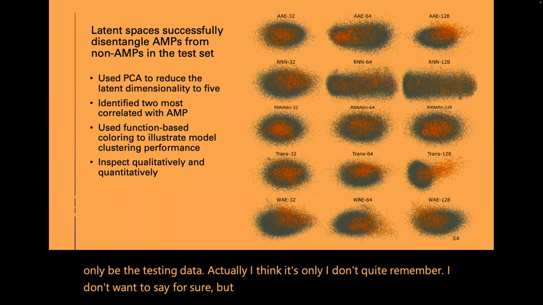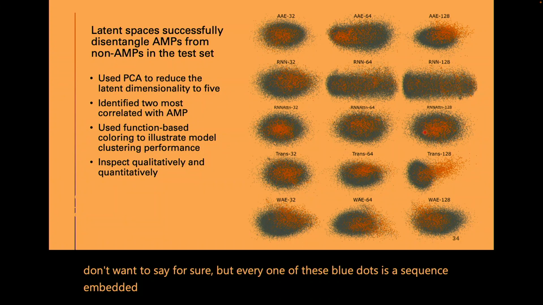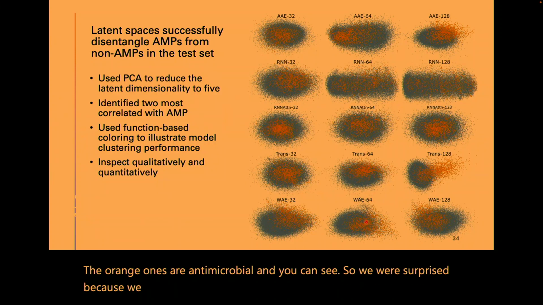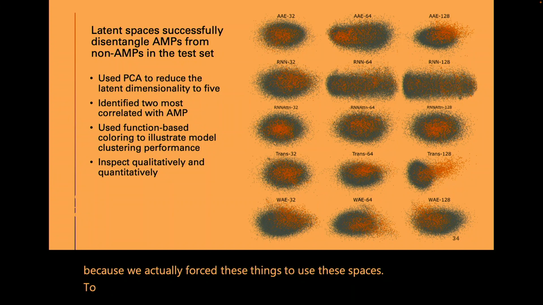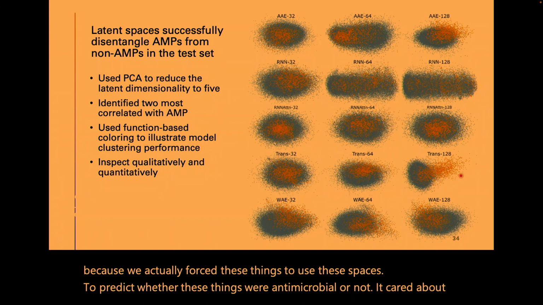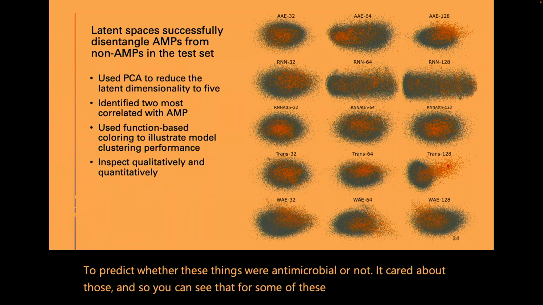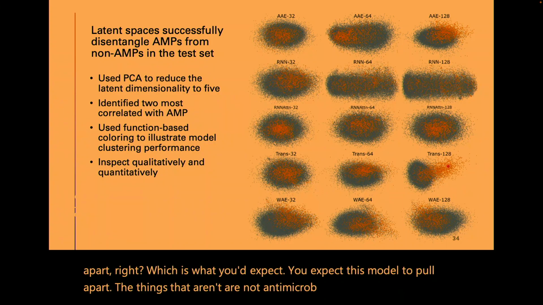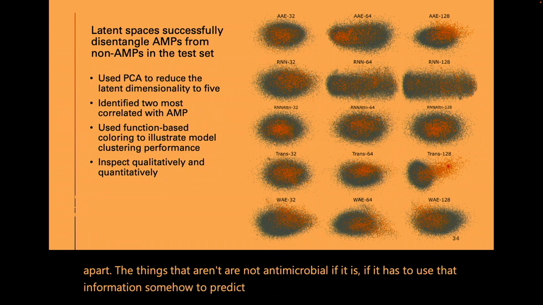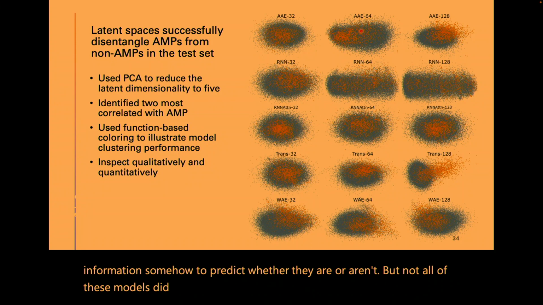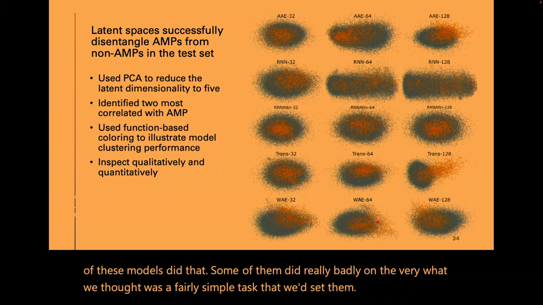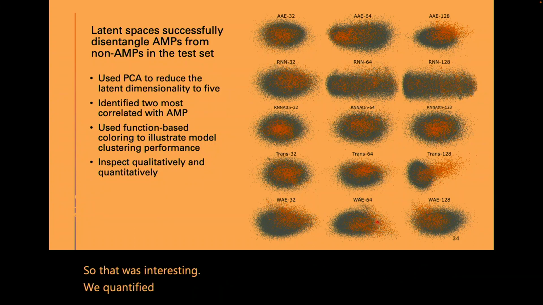But every one of these blue dots is a sequence embedded into the space, and it's a sequence that was not antimicrobial. The orange ones are antimicrobial, and you can see, so we were surprised, because we actually forced these things to use these spaces to predict whether these things were antimicrobial or not. It cared about those. And so you can see that for some of these models, it pulls them apart, right? Which is what you'd expect. You expect this model to pull apart the things that are and are not antimicrobial if it has to use that information somehow to predict whether they are or aren't. But not all of these models did that. Some of them did really badly on what we thought was a fairly simple task that we'd set them.